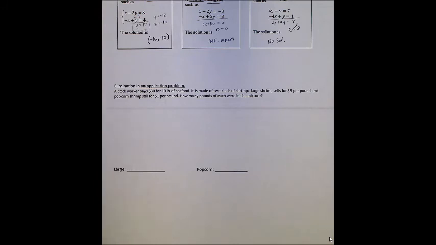So, a dock worker pays $30 for 10 pounds of seafood. It is made up of two kinds of shrimp. Large shrimp sells for $5 per pound, and popcorn shrimp sells for $1 per pound. How many pounds of each were in the mixture?